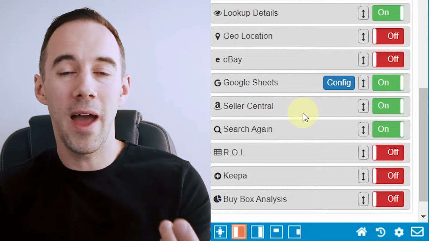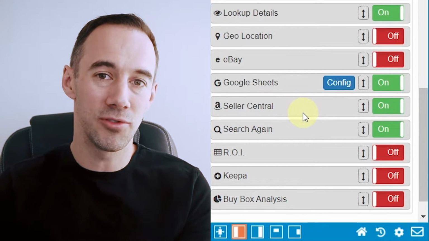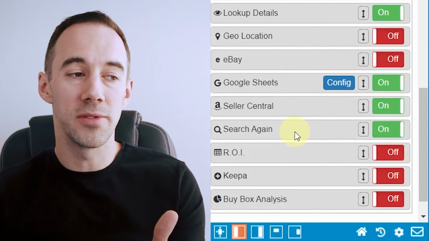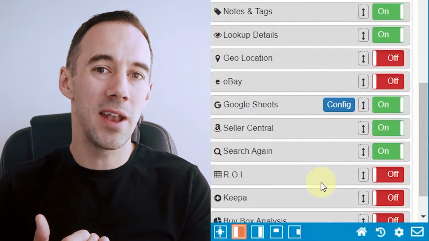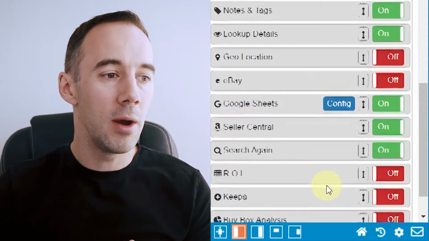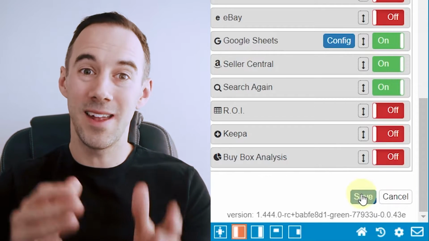Seller Central, you want that. It's going to help you connect to Seller Central and see if you can sell the product. Is it hazmat? Is it restricted? That information comes through. Then you can search again, ROI, keeper, and buy box analysis. We turn off. That's generally the way I have it set up. But for you, play around and have a think. Now, once you've done that, come down and click the save button. That's going to obviously save those product settings for you.